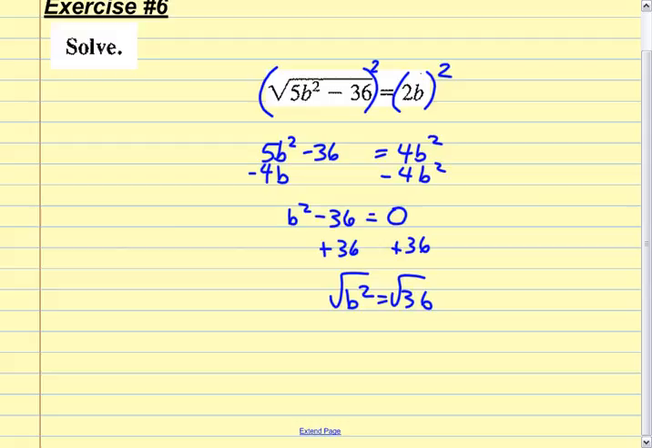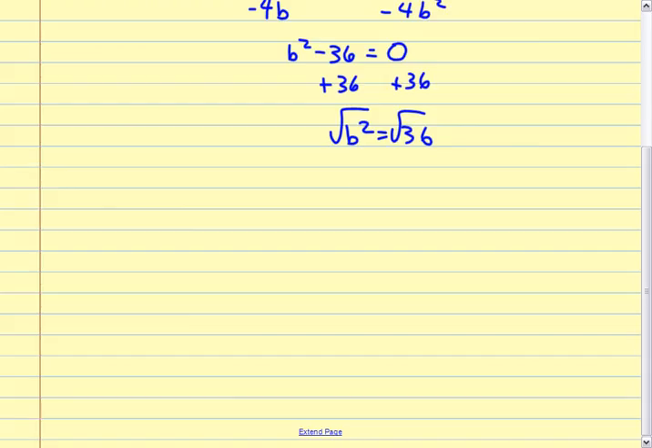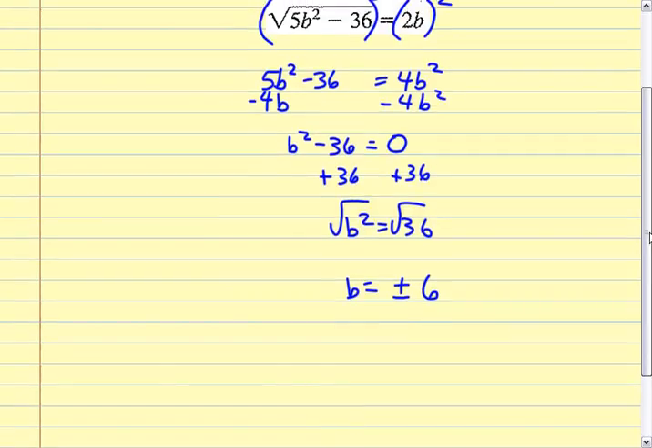Take the square root of both sides, and so b is going to equal what, Tucker? 6. No. Oh, 6 or negative 6. Right. Plus or minus 6. Okay. Check them, Dane.